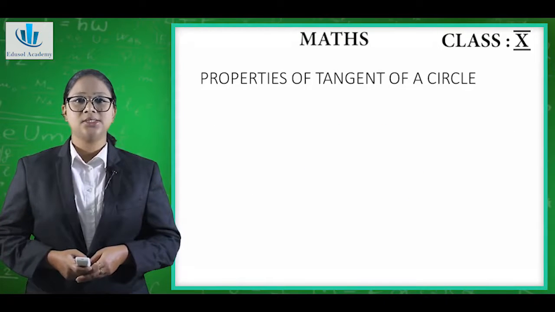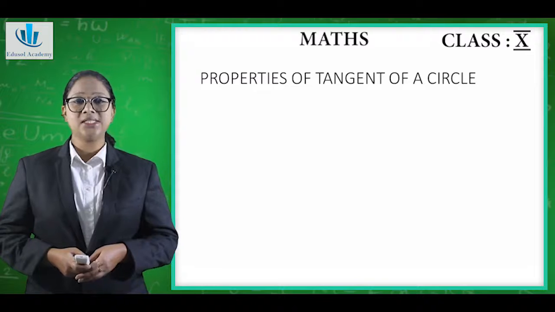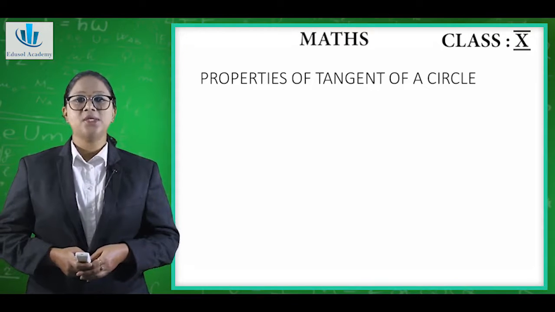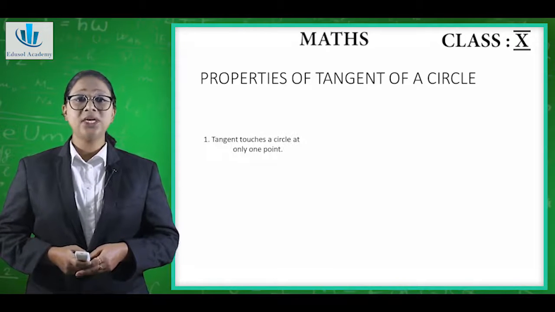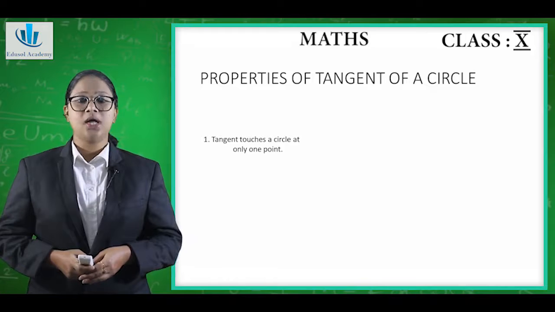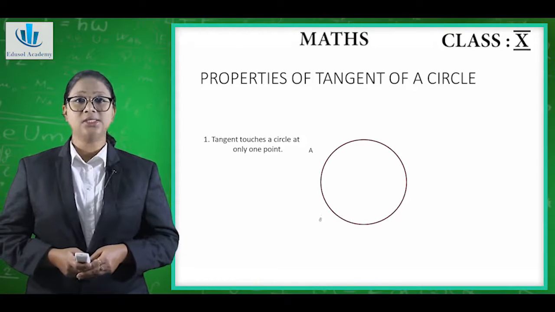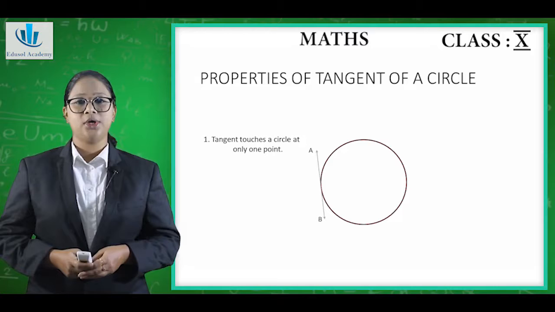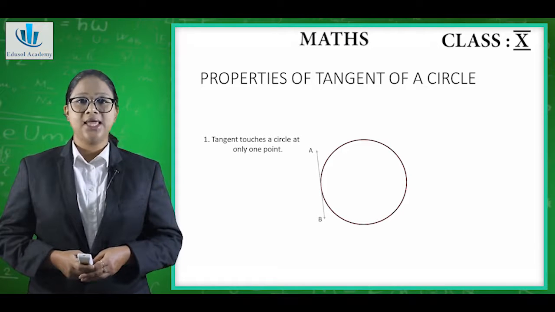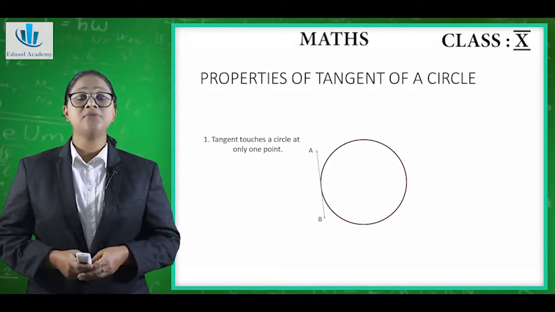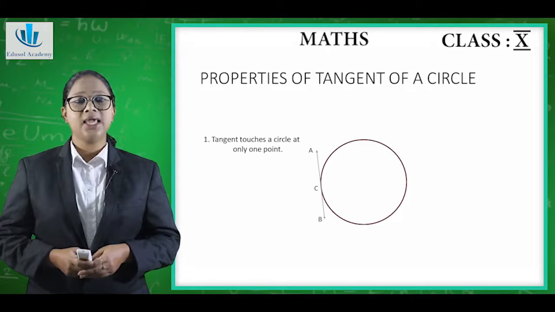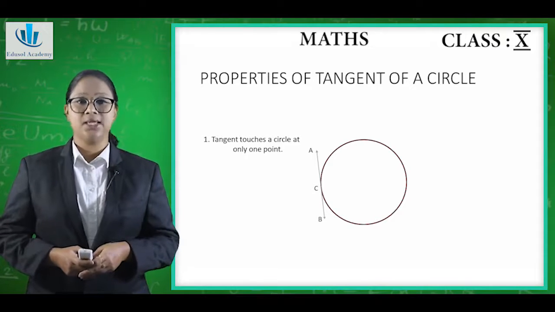Now let's discuss some properties that the tangent of a circle exhibits. To begin with, a tangent only touches a circle at one point. I'll repeat, a tangent touches a circle at only one point. Look at the tangent AB, and the point of contact of the tangent is C, which means that the tangent AB will have only one point of contact, that is C.